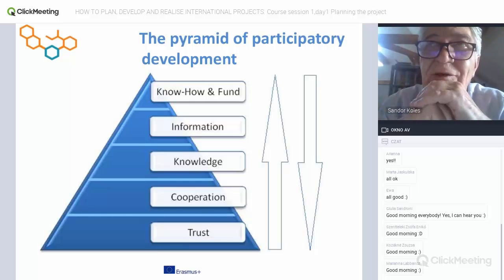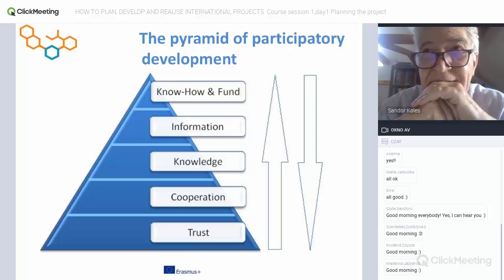I think that you want to make changes, and it's very important to have these changes. And if the engine is missing, for example the cooperation, the real cooperation, and information and know-how, it's very difficult to achieve long-term goals. So the process should start, as my pyramid suggests, from the bottom, and the first step is to build the confidence among the partners and among the actors.